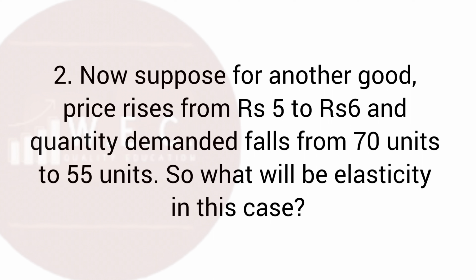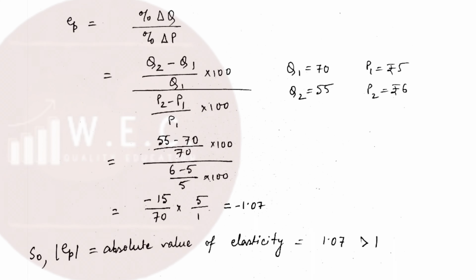Now for another good, price rises from 5 rupees to 6 rupees and quantity demanded falls from 70 units to 55 units. So in this case, what will be the price elasticity of demand? Let's check. In this case, the price elasticity of demand is minus 1.07. That means the absolute value of the elasticity is 1.07. That means if price rises by 1 unit, then quantity demanded will fall by 1.07 unit.